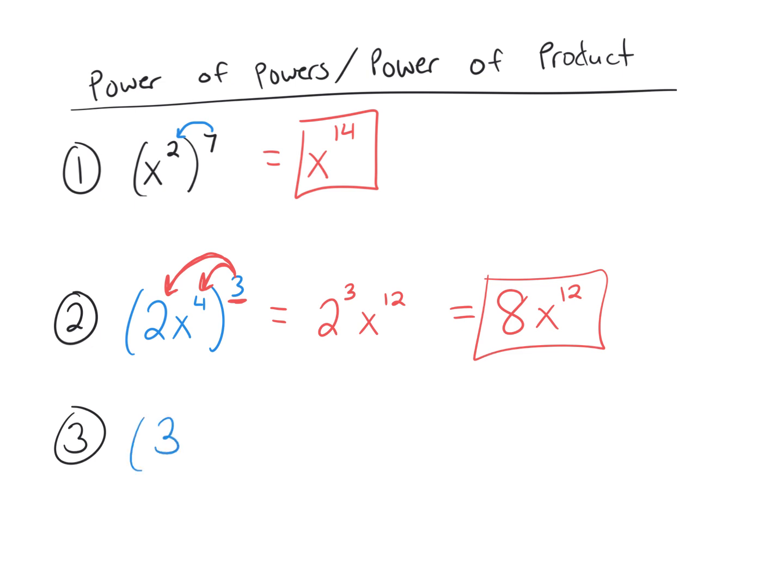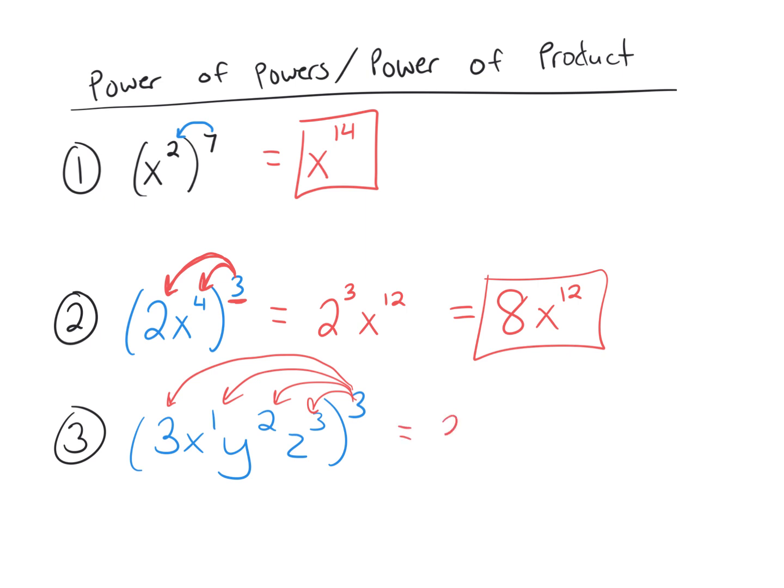Let's do 3x to the 1st, y to the 2nd, z to the 3rd, all to the 3rd power. Since we have parentheses and an exponent on the outside, what are we doing with this exponent? Distributing it to everything. It goes to the 3 and all of the exponents. However, does this mean 3 times 3? No. What does it mean? 3 to the 3rd. What is my new x exponent? 3 times 1 is 3. What about y? 2 times 3 is 6. What about z? 3 times 3 is 9.